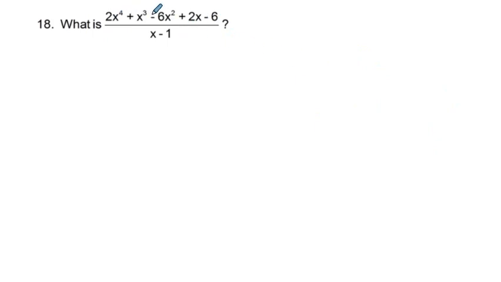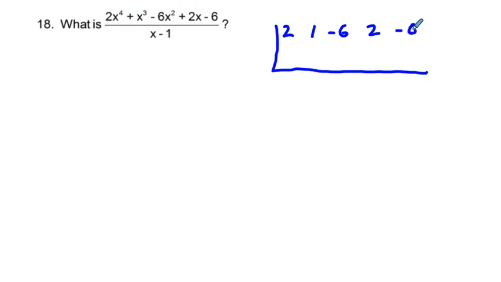2x to the fourth power plus x cubed minus 6x squared plus 2x minus 6 divided by x minus 1. So we can set up a synthetic division bracket like this, and our coefficients are all present and all in order. So we have 2x to the fourth, x cubed, negative 6x squared, 2x, and minus 6. And on the outside, we put the value of the 0, so x minus 1 equals 0. So x equals 1 is our 0, so 1 is going to go right here.